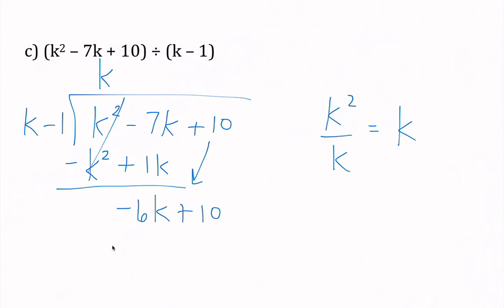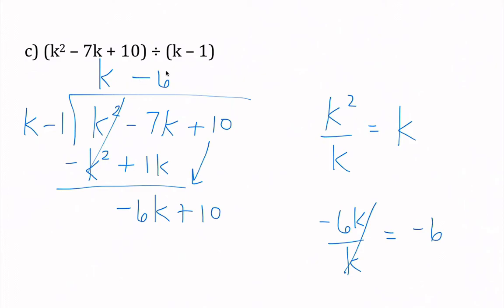This is when we repeat the process all over again. So how many times will k go into negative 6k? To figure that out, I take negative 6k and I divide by k. My k on top cancels my k on bottom, so that's negative 6. So this negative 6 is what I'm going to put on top here.